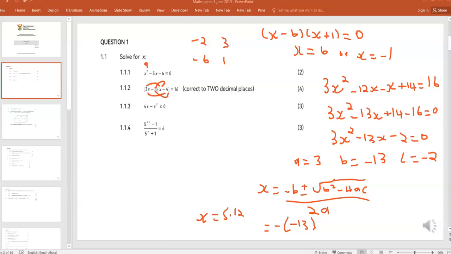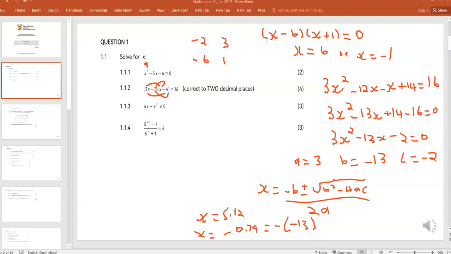Then let's do the negative one. Okay, put the negative value there. The other x value will be negative 0.78. It must be 2 decimal places. Negative 0.78. So these would be the 2 x values from the formula.